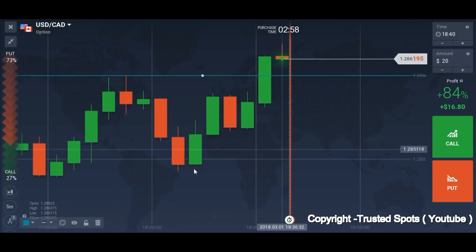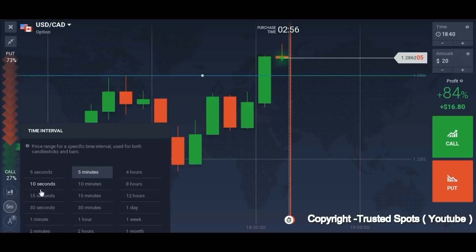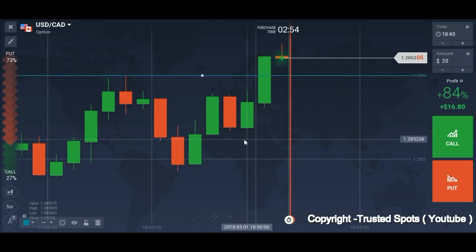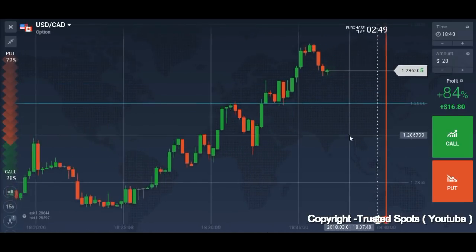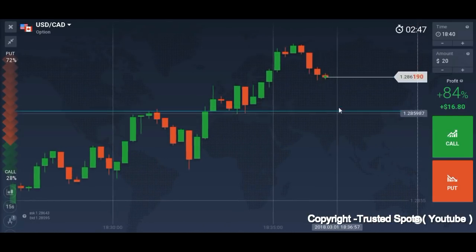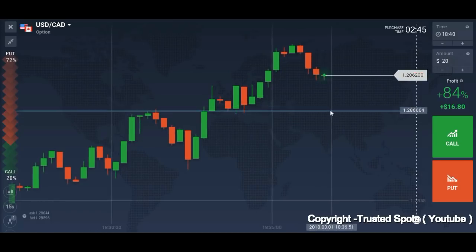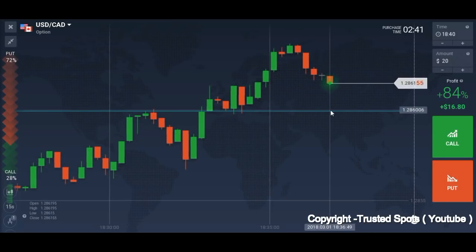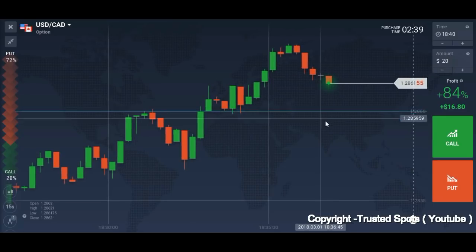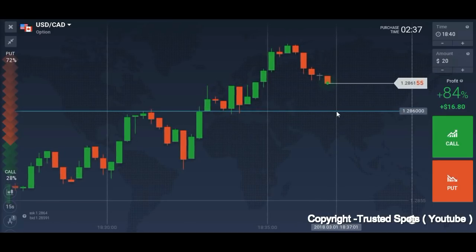So what we will do, we will switch from the 5-minute chart to 15-second, and this is the 15-second chart, you can see. So we will wait for the market to go down, come near to this level and give us a proper confirmation in the form of a green candle, because we want to place a call, so we need a good green candle as a confirmation. So let's wait.